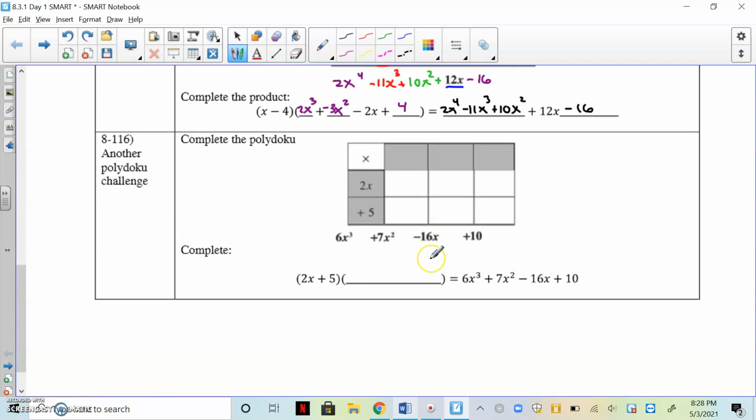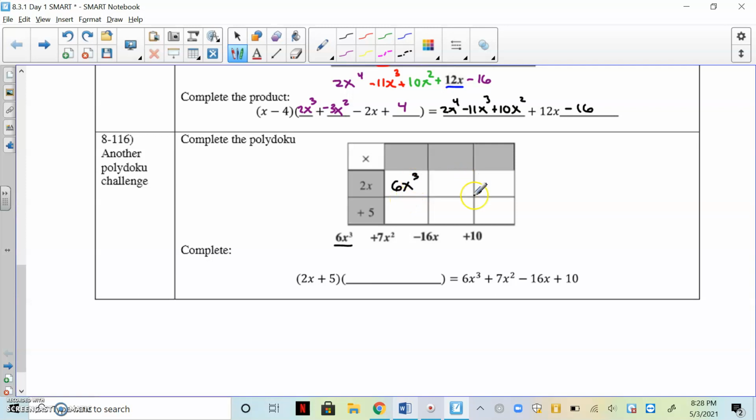This one is complete Polydoku. We are literally doing a division problem here. We're asking ourselves, 2x plus 5 times what is going to give us this polynomial? So in this case, we have to do a little bit more figuring out because nothing inside has been filled out for us. Hopefully by now you guys have been understanding that the highest degree term always goes in the very top left box. So we can just know that this goes here by default.